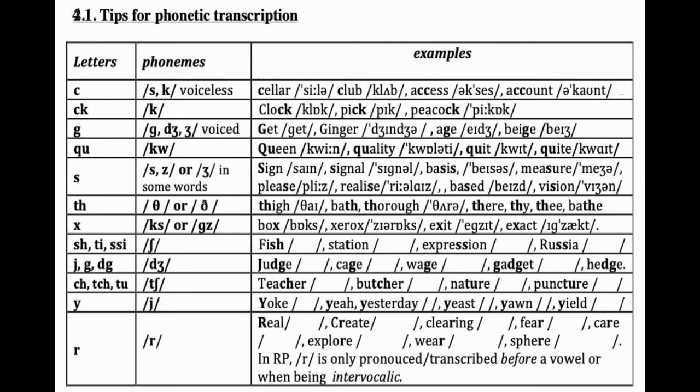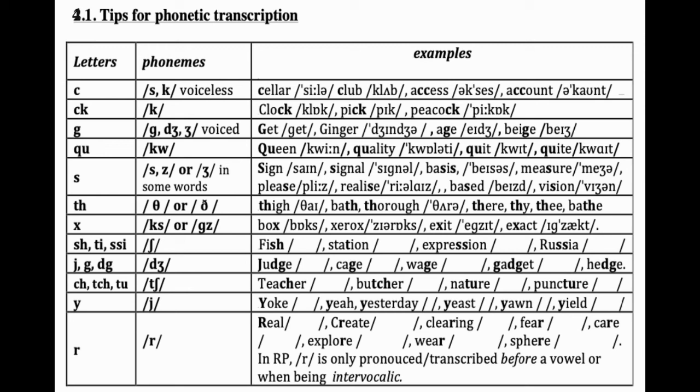CK is always pronounced as the phoneme K, like in clock, pick, peacock. G could be pronounced as the phonemes G and J, which are voiced or vibrating, like in get, ginger, age, beige. Q and U, mostly it's pronounced as Q, like in queen, quality, quit, quiet.